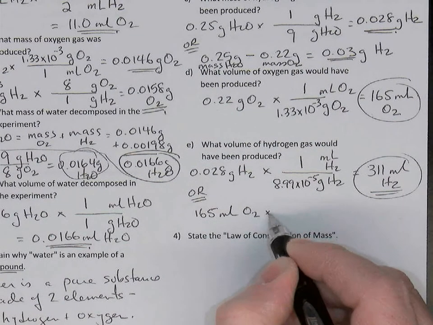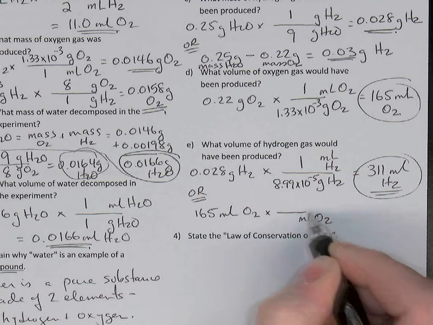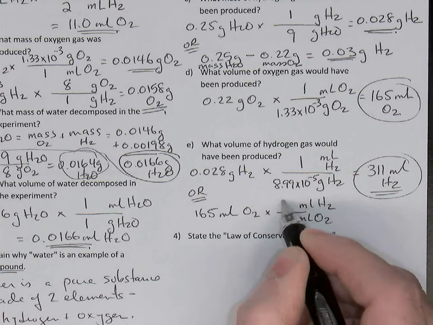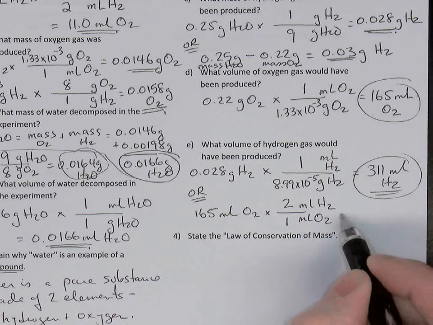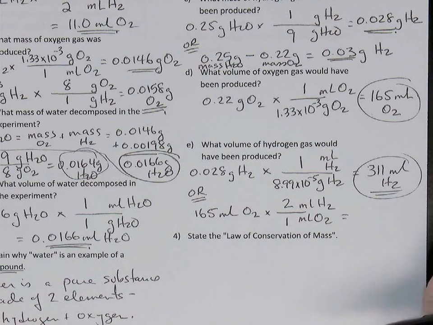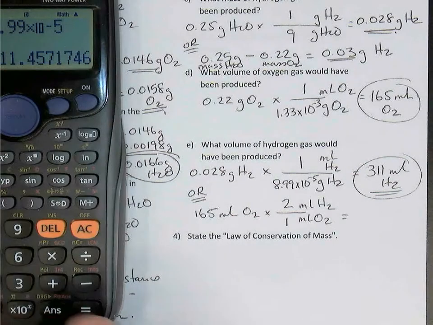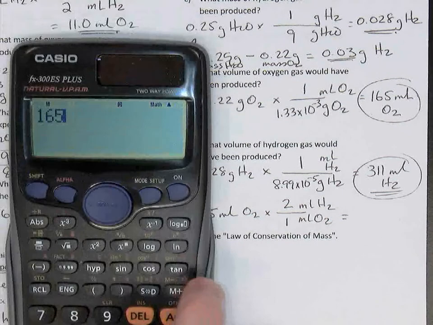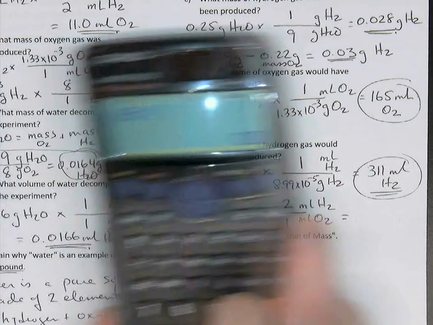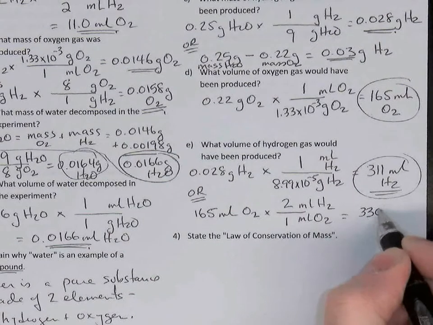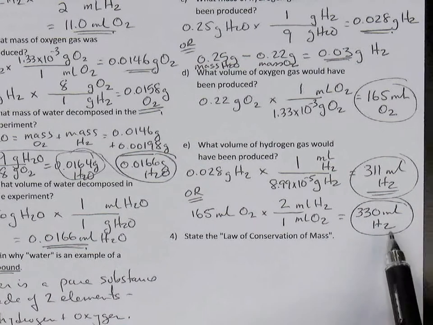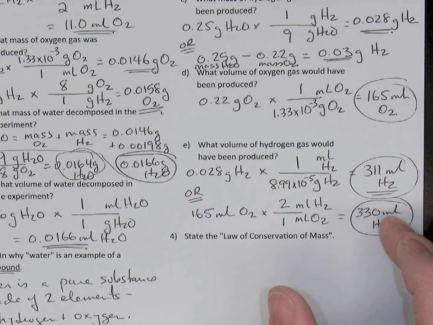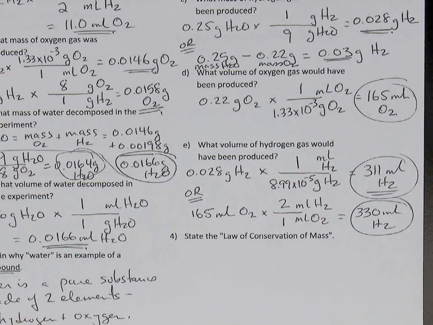So 165 mils of oxygen, we could have got rid of mils of oxygen and switched to mils of hydrogen using the 2-to-1 ratio that we saw above. 2 mils hydrogen for every 1 mil oxygen. And that's going to give me an answer which is just a little bit bigger. It's going to give me 330 milliliters, 165 times 2, 330 milliliters. So not quite, but close to the answer using density, but there's a small difference. So using whichever method you use, you'd get full marks as long as your unit multipliers are shown, your work is shown.